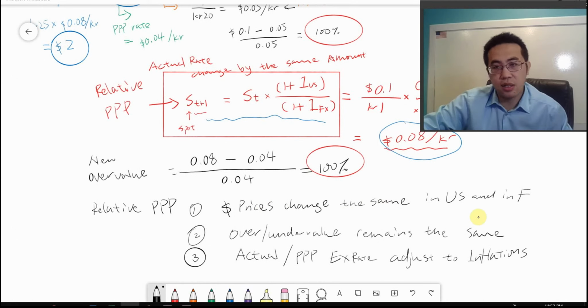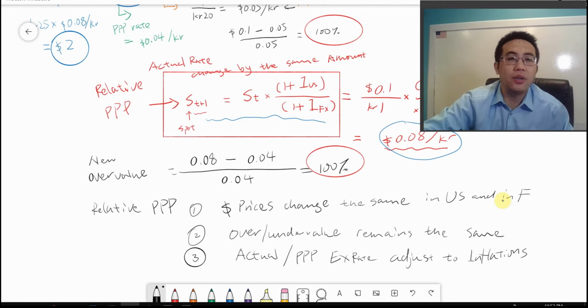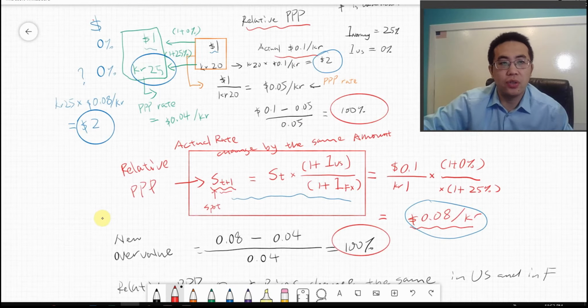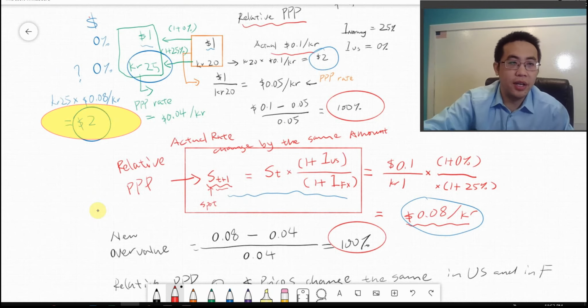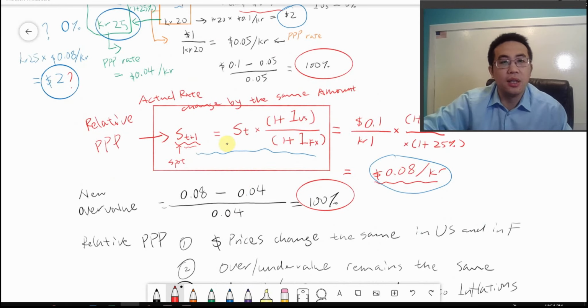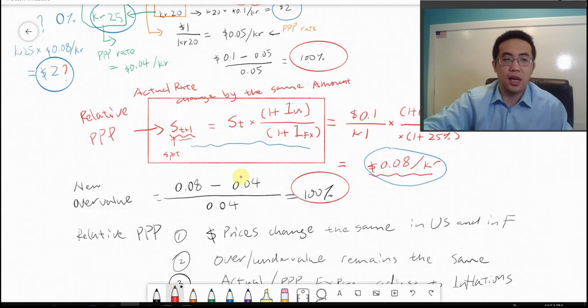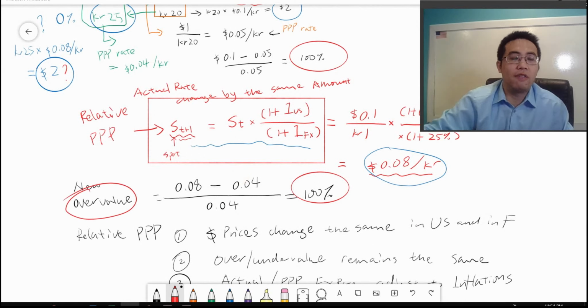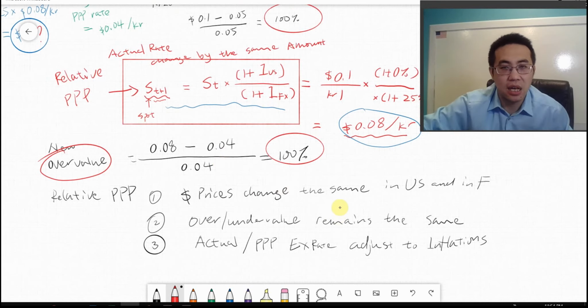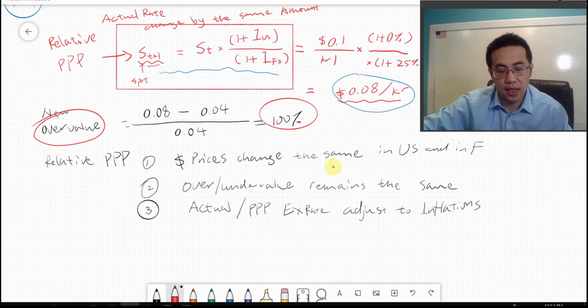These are concepts you should know, and there are also calculations involved. For example, how to get the new exchange rate under the relative form of PPP, how to get the dollar price after inflation and actual rate changes, and how to get, again, the amount of overvaluation or undervaluation. So all of this could be tested in your quiz, in your exam.